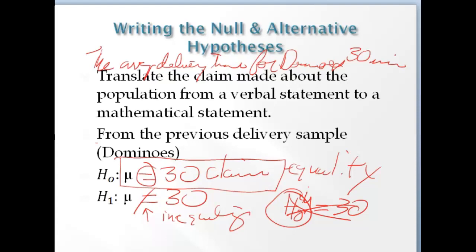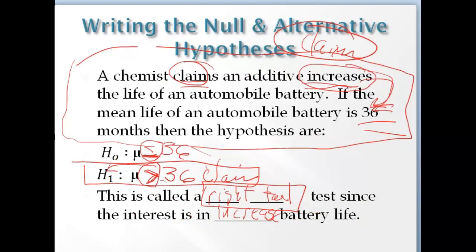And when you break these down, always start by identifying the claim first, and depending upon whether that claim has an equality in it or whether it's strictly an inequality, that determines whether the claim is the alternate or null hypothesis. Now keep in mind that the claim can be either one, but once you identify the claim as either being one or the other, then it's easy to write the remaining hypothesis by simply taking the complement of the claim.